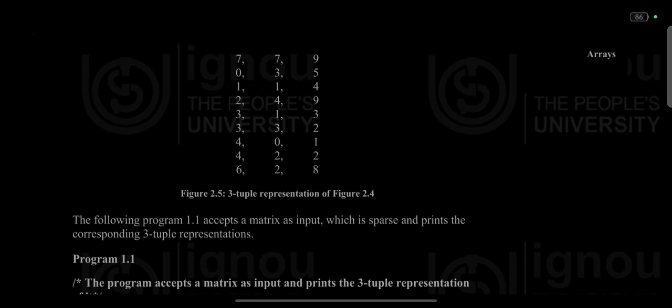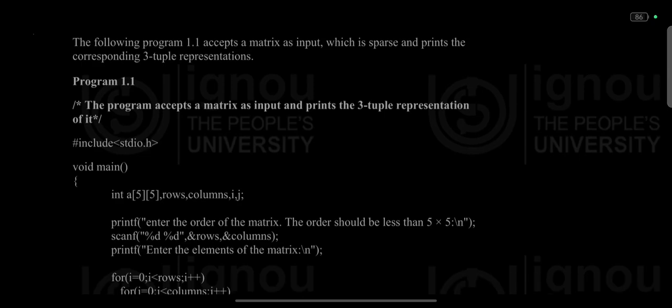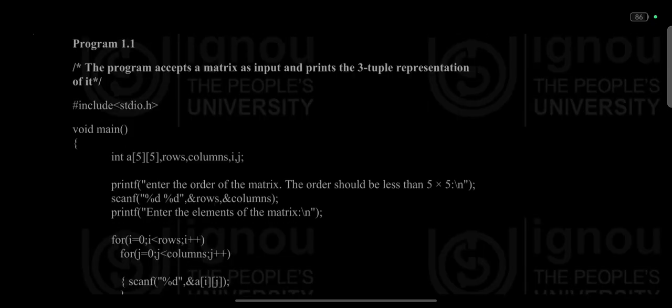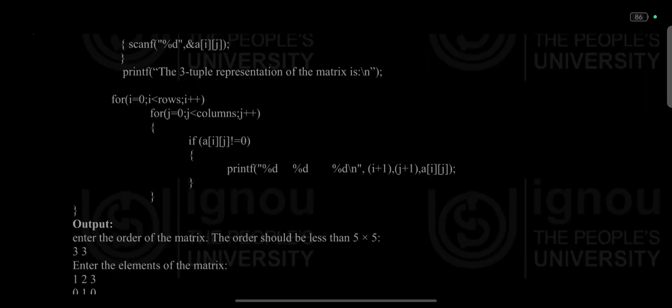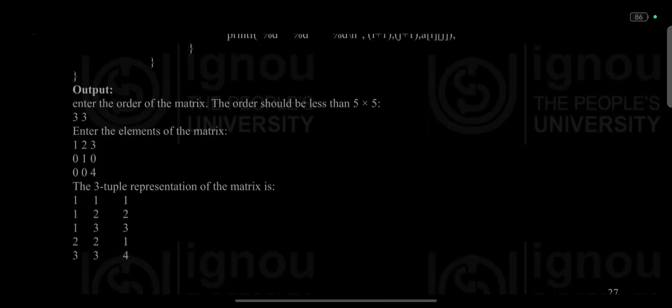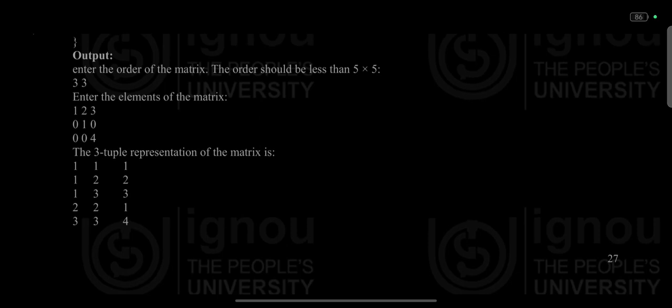The following program 1.1 accepts a matrix as input, which is sparse, and prints the corresponding three-tuple representation. So here you can see program 1.1. The program accepts a matrix as input and prints the three-tuple representation of it. So here you can see the program, and you can see the output also here. You can just try it once and write the program in your IDE and check the output.